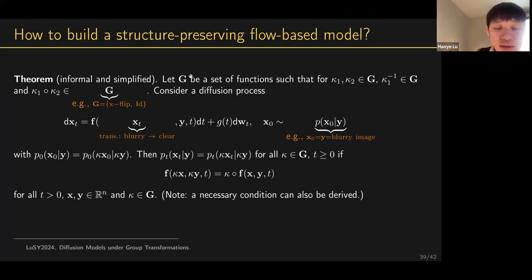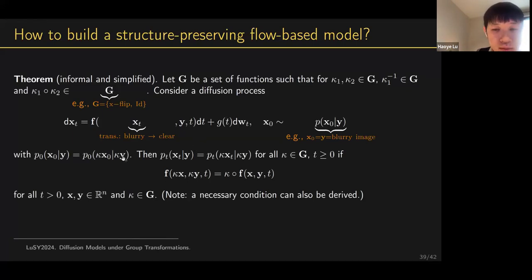Then under this setting, we can consider a diffusion process that takes the form like this, which basically has a drift term conditional on an additional condition Y. For a concrete example, we can consider Y and X0 to be a blurry image, and XT to be a transition from blurry image to a clear image.